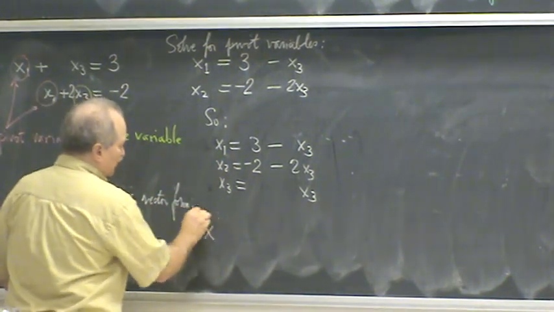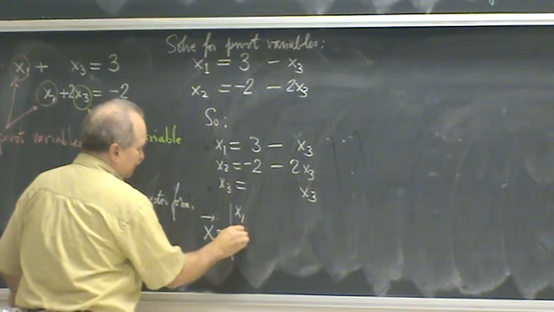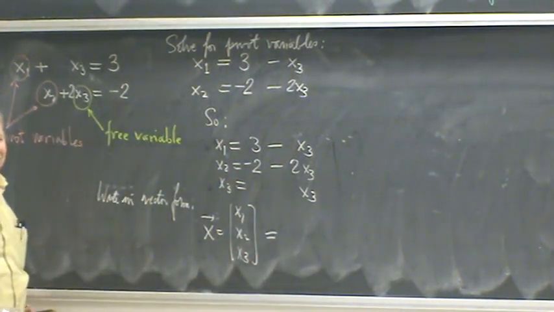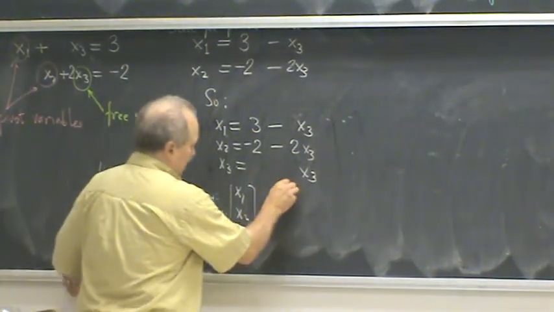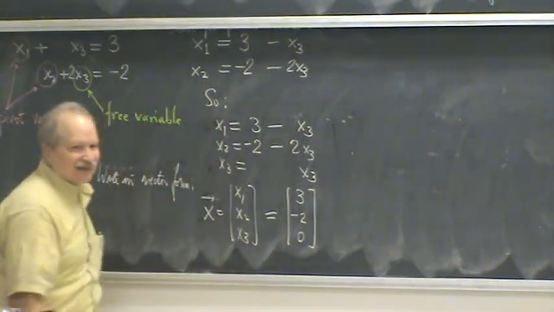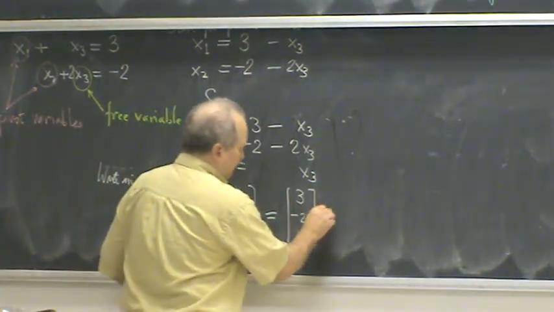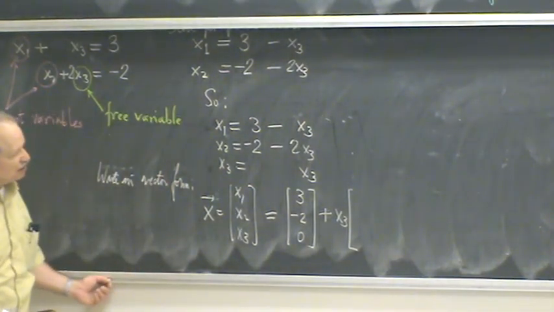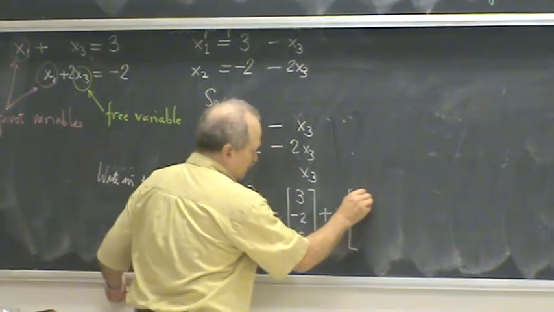So the solution, vector x, can be written as a vector with only scalars in it, plus a vector that has x3, the free variable, in front of it, and what are the coefficients? -1, -2, 1.